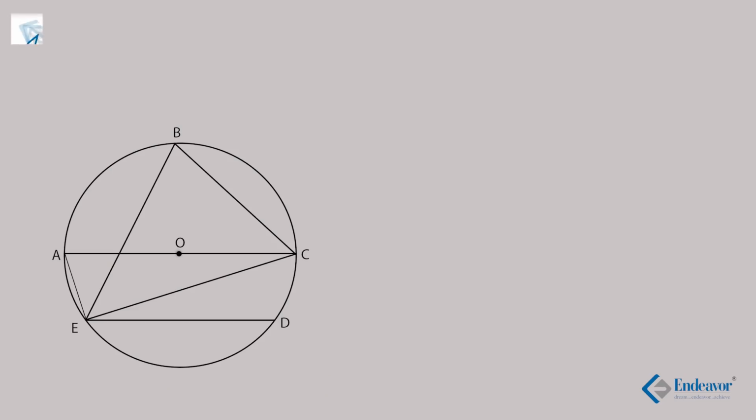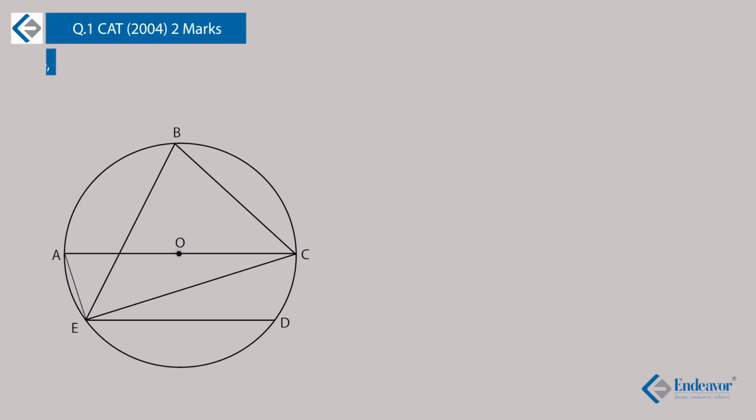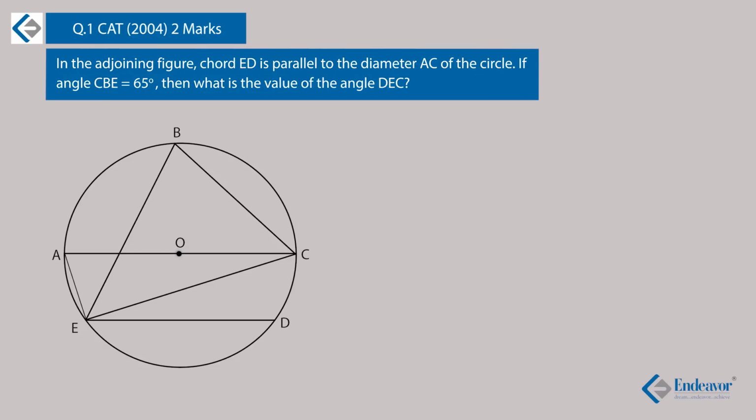Let's begin with the first question that actually came in CAT based on geometry. The question is, in the adjoining figure, chord ED is parallel to diameter AC of the circle. If angle CBE is 65, then what is the value of angle DEC? Now that's the question. You can see in the figure.